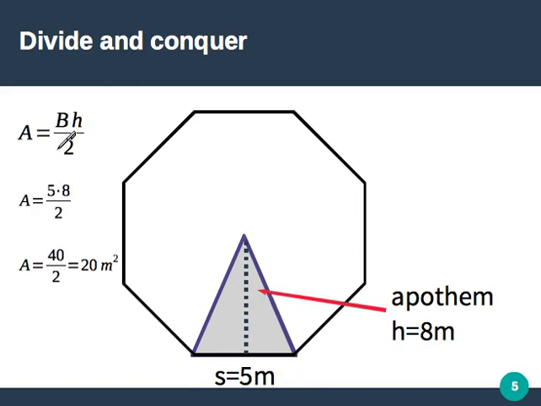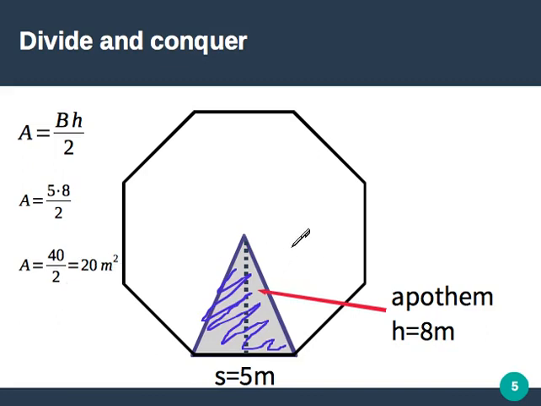So the area of a triangle is base times height divided by 2. In this case, we have a base or a side of 5 meters, and a height of 8 meters, the apothem. 5 times 8 is 40, divided by 2 is 20. So this whole triangle has an area of 20 square meters.